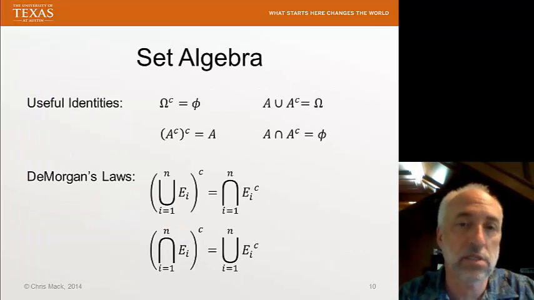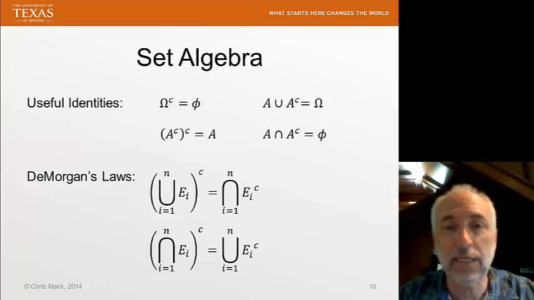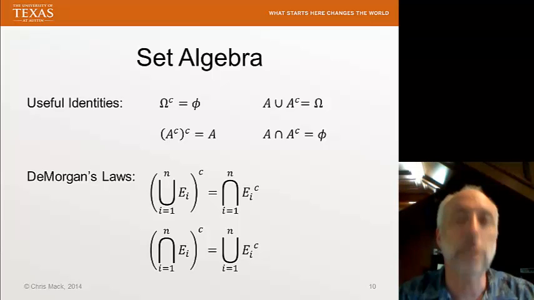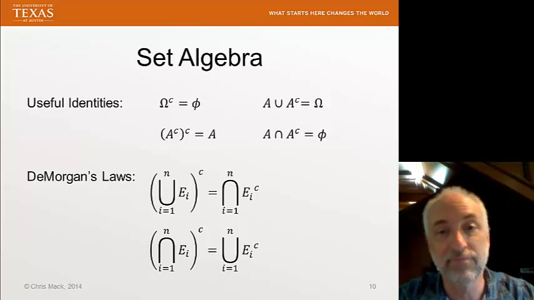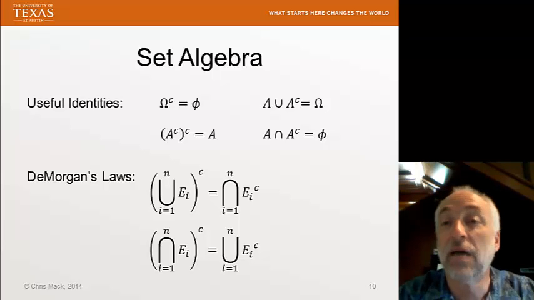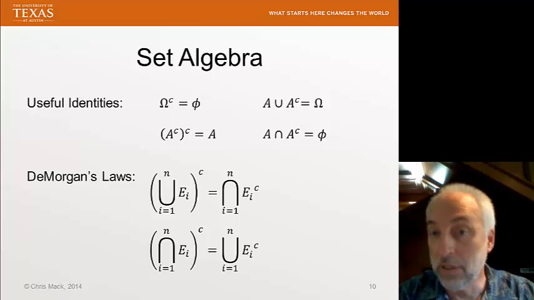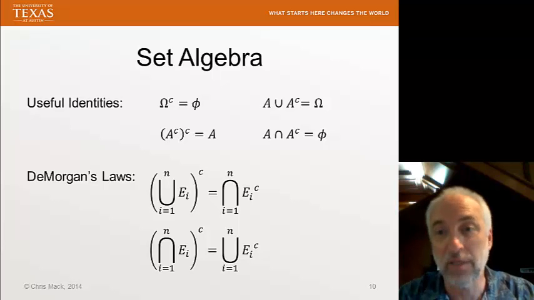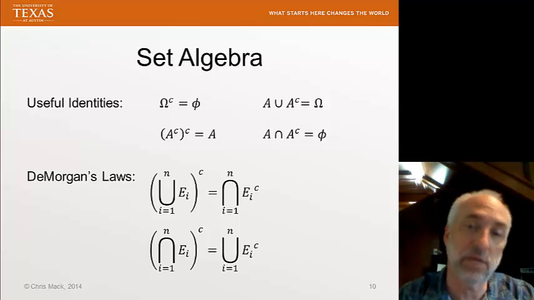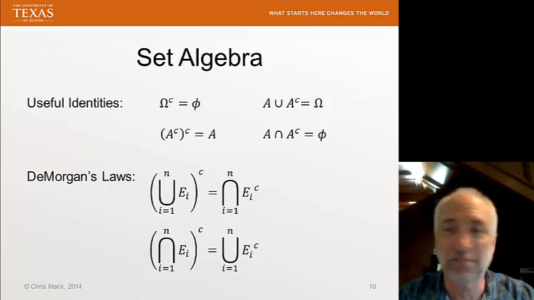So let's look at some set algebra identities. Some very simple ones, essentially intuitive. The complement of the sample space is the null set. A complement of a complement gives you the set back. The union of a set with its complement is the sample space. And the intersection of a set with its complement has to be the null set. All you have to do is draw some Venn diagrams and you'll very quickly see that all of these identities are obvious.